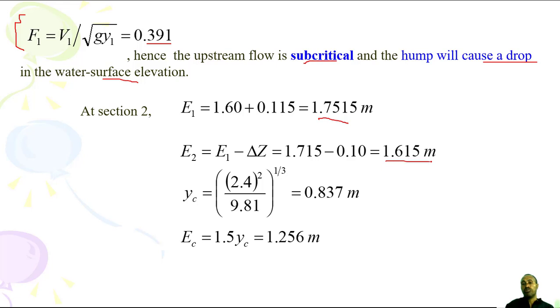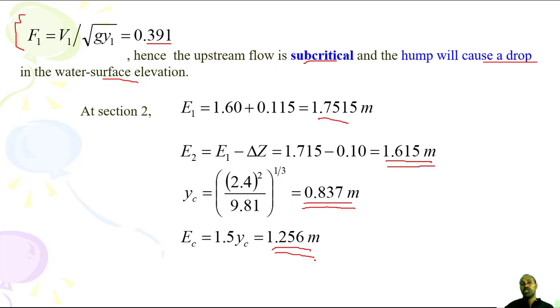So E2, once you compute this depth, which is 1.615, then we can compare with critical depth. Critical depth is Q squared over g, the whole to the power 1/3, which is 0.837. Then the critical specific energy, which is 3 over 2 Yc, is 1.256.